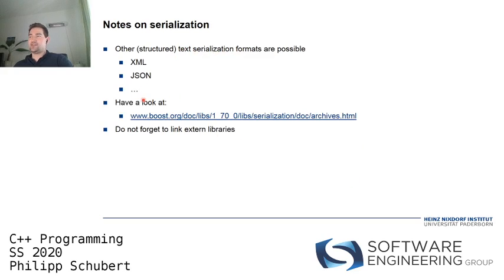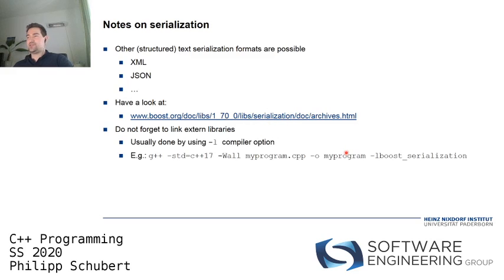If you are interested in the Boost input output archives, you can have a look here on Boost serialization. Also, if you wish to use the Boost libraries, you need to link against that. So if you have a program here, using the -l, you need to specify the libraries such that your program links against the appropriate Boost library, such that your linker finds the functionalities implemented by Boost.